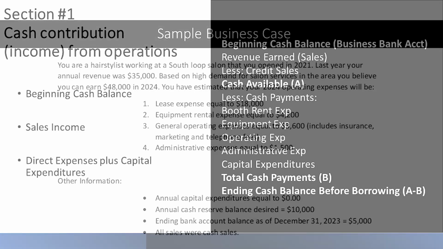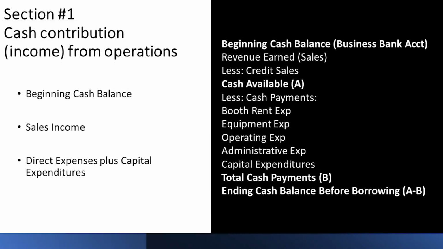So let's look at section 1 of the template. We call it cash contribution from operations. It's going to include your beginning cash balance, and that's going to be the cash balance in your bank. It's going to include any sales income or revenue. It's also going to include any direct expenses for capital expenditures. So let's look over to the right.